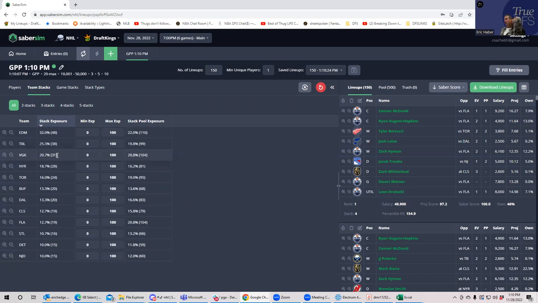Number one, if you're playing multiple lineups, I would use SaberSim to help build your lineups like this. And if you're hand building, I would just do it exactly the way I did it. Not necessarily that exact lineup, but that's the process.